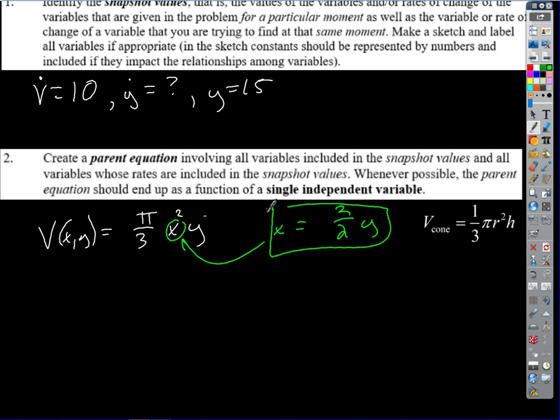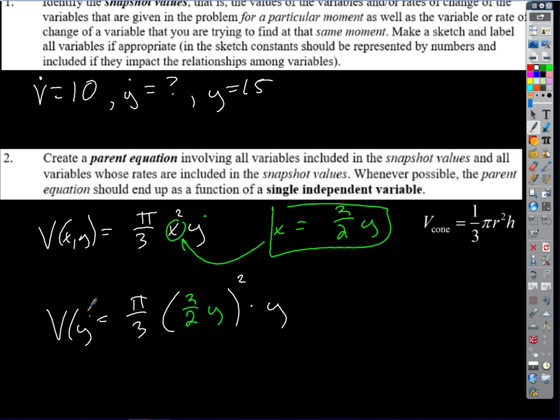Okay, make sense? So if we make that substitution, we're going to get V equals pi thirds. And every place I have an x, I'm going to replace it with a 3/2 y. So what do I do with that squared? Yeah, it's got to be the whole quantity that's being squared. And what I'm replacing is just 3/2 y. That's the quantity that's being squared times y. Now we can clean that up a little bit, but already we can see that's much to our advantage.